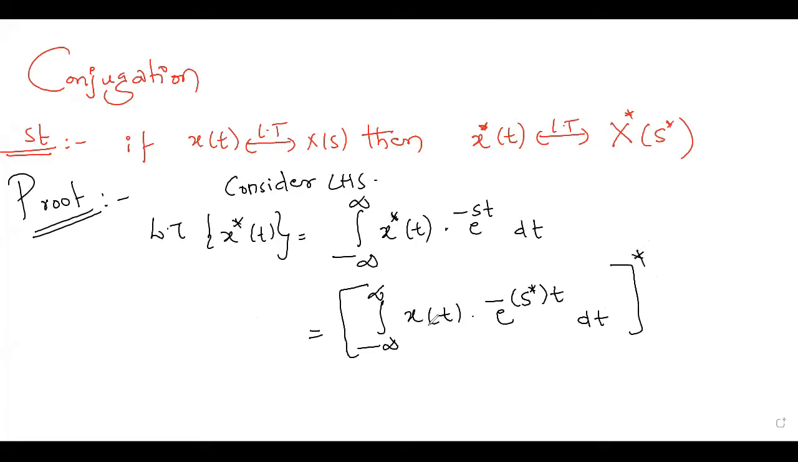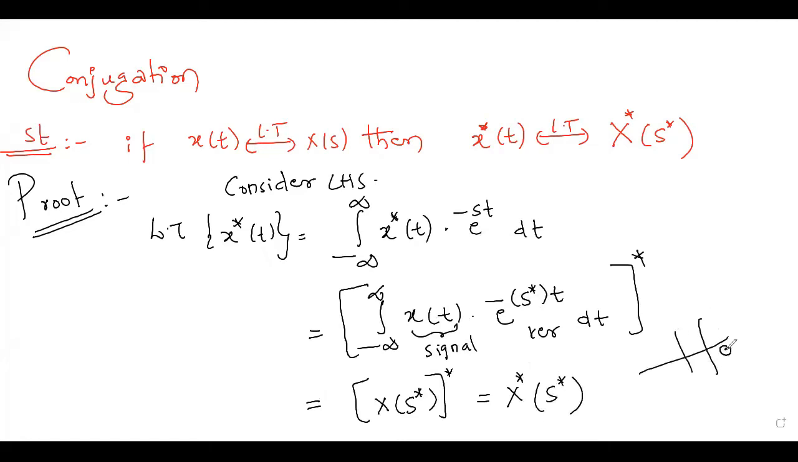Minus infinity to infinity, x of t into e power minus s star t dt, whole star is there. Signal multiplied with kernel, just an arrangement of terms. Now see here, this is of the form signal multiplied with kernel, which is nothing but the Laplace transform formula kernel. But in place of s, what we have is s star. So this is nothing but x of s star, whole star. So we can write this as x star of s star, isn't it? Hence proved.